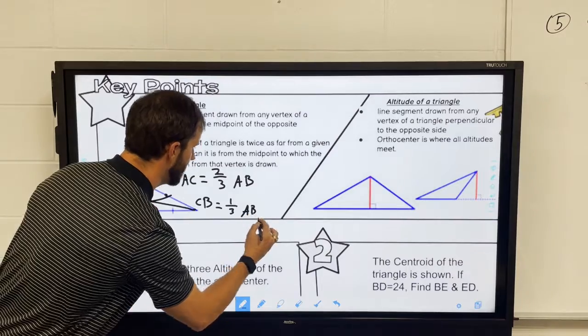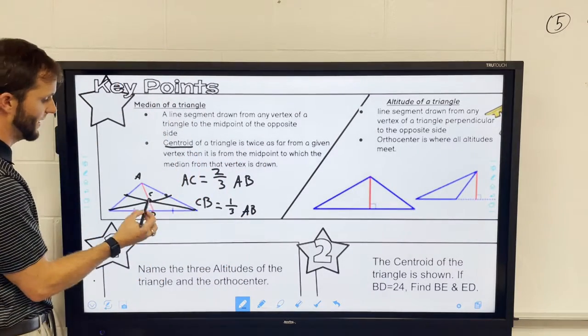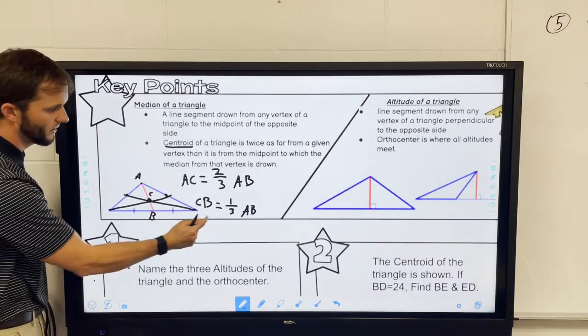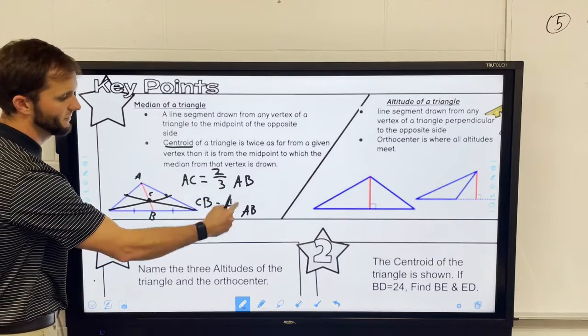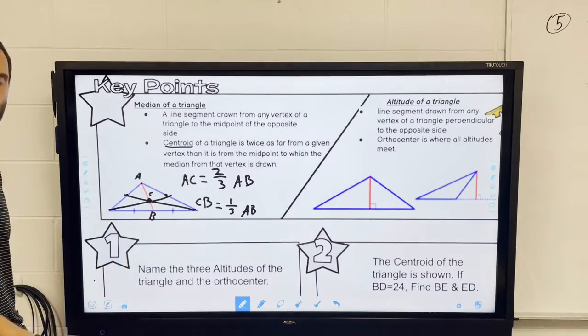Now if you look, it comes true on our definition here. From here to the centroid is 2/3, and from here to here is 1/3. So that's 2 times the measure of that. Ladies and gentlemen, we're going to be using this with the centroid in our examples in a little bit.